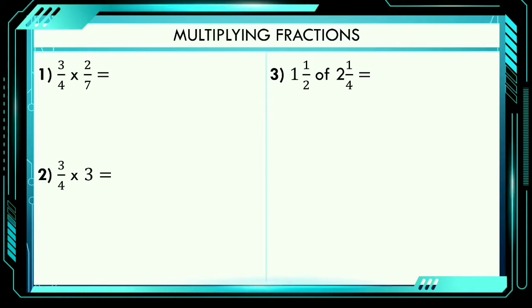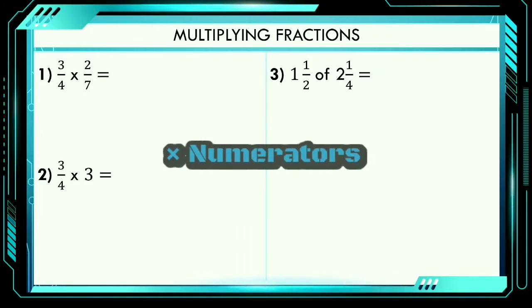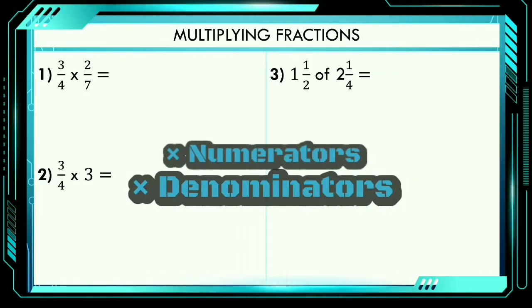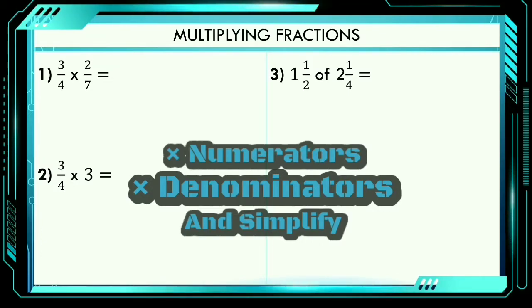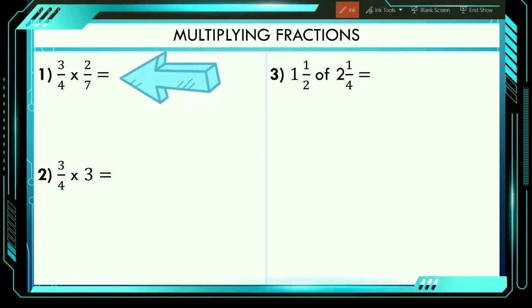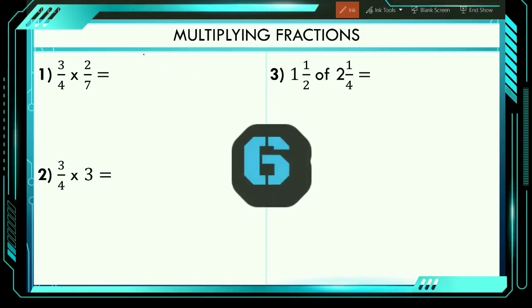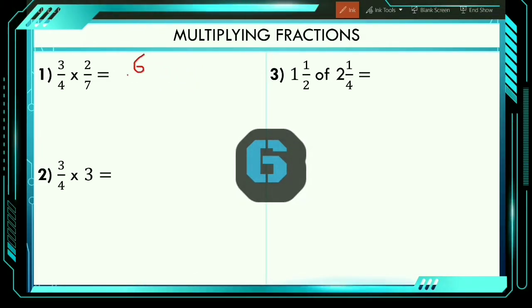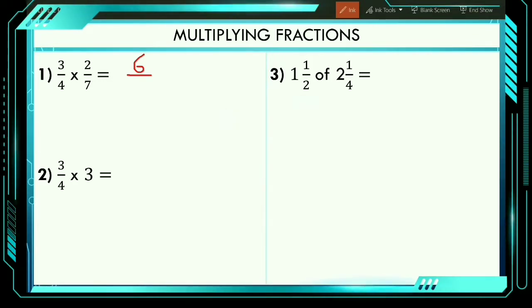And all we do is we multiply the numerators and we multiply the denominators. And then we simplify our answer. Let's look at the first question. So the way you do this question is 3 times 2, which is 6. And then 4 times 7, which is 28.